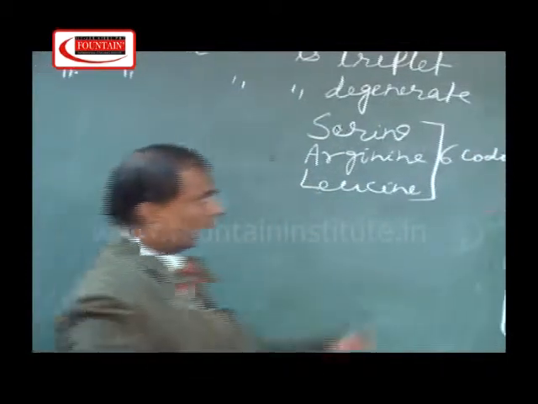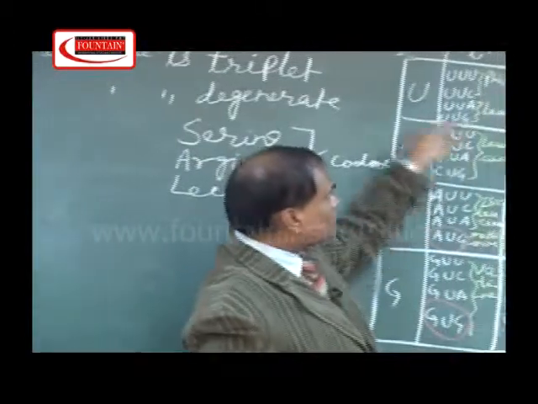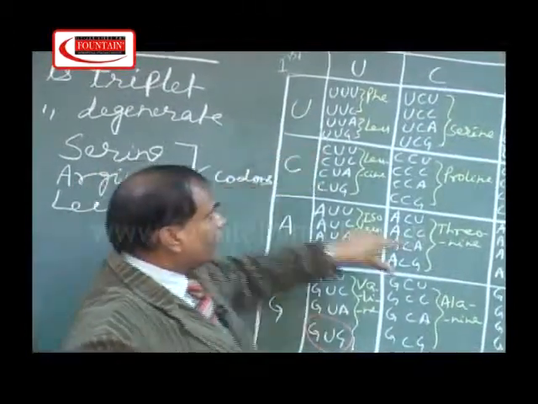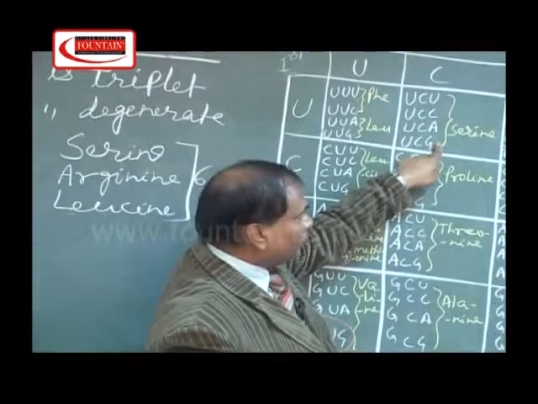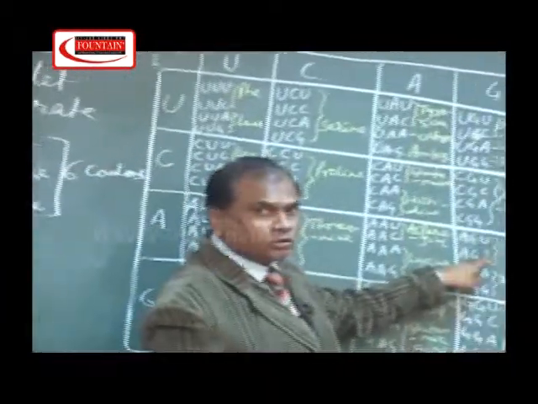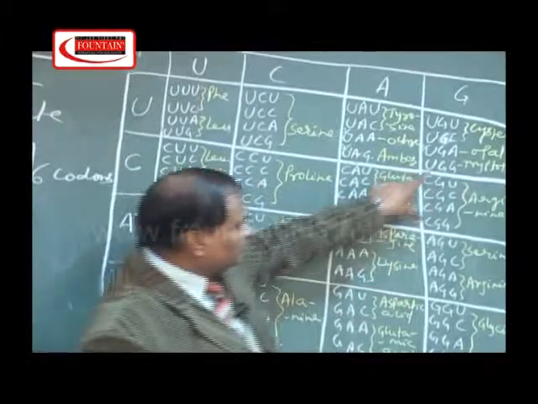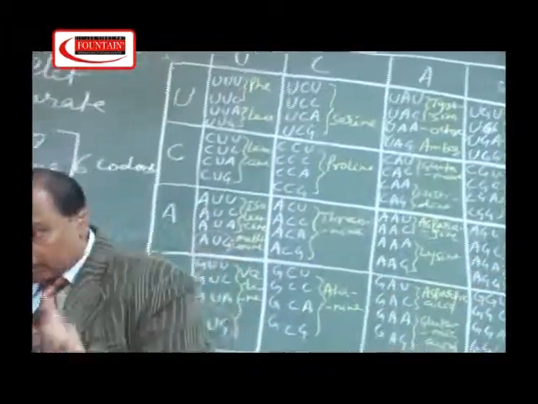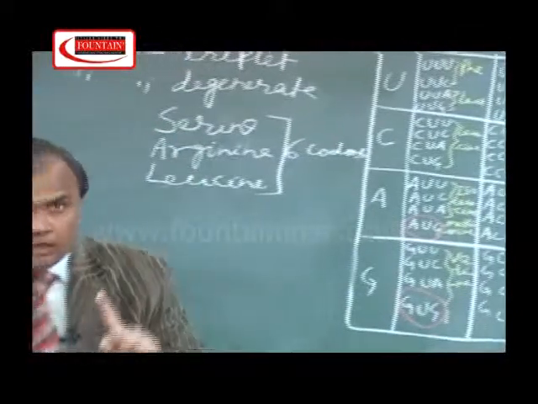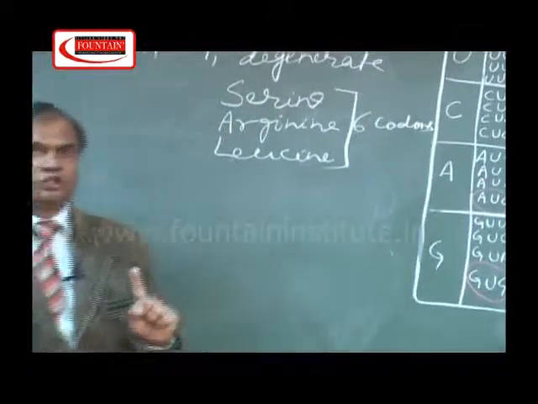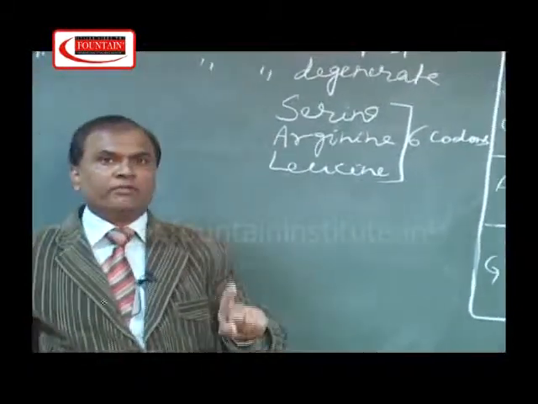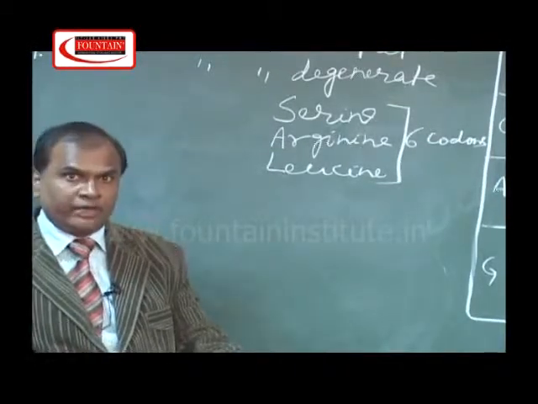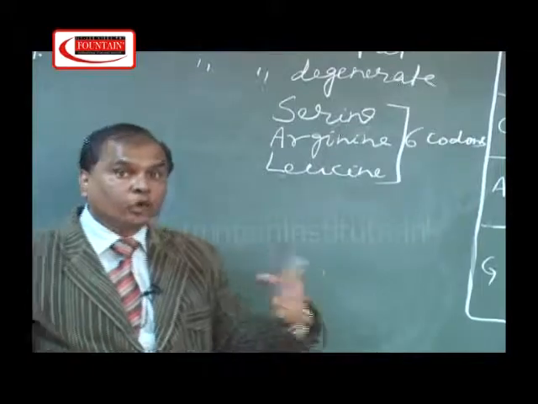Or you can go through this one. For leucine, these 2 codons and these 4 codons. For serine, these are the 4 codons and these are the 2 codons, 6. For arginine, these are the 4 codons and these are the 2 codons. So these 3 amino acids have a maximum of 6 codons. No amino acids have 5 codons, but there are a number of amino acids which have 4 codons.